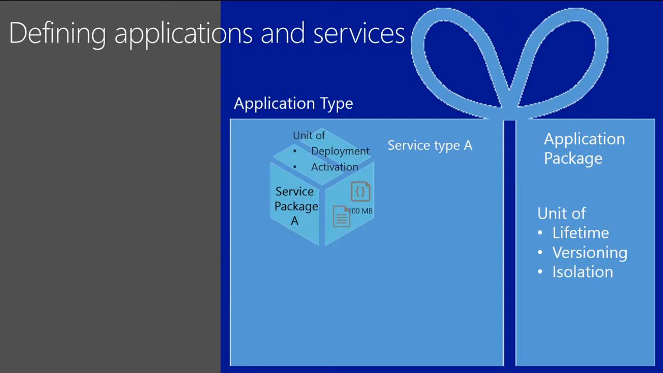So what is an application type? It actually is a unit of lifetime versioning and isolation. For us, basically, this is the unit of isolation. That's how you should think about it. The service package was a unit of deployment and activation.